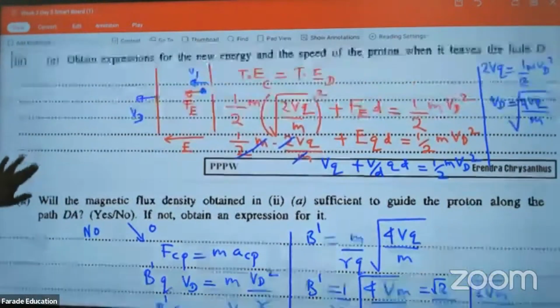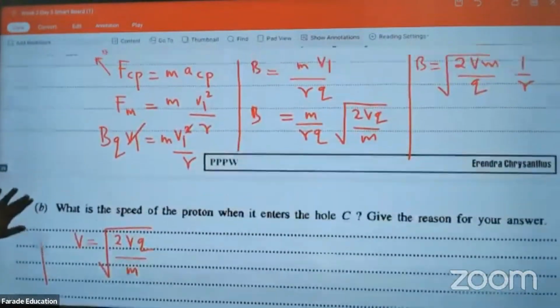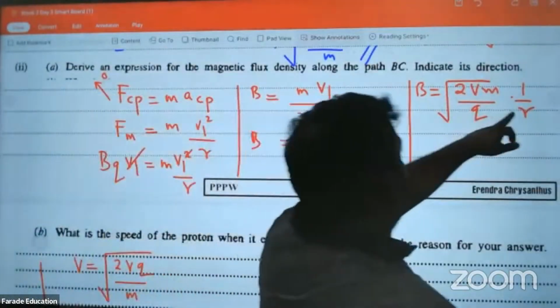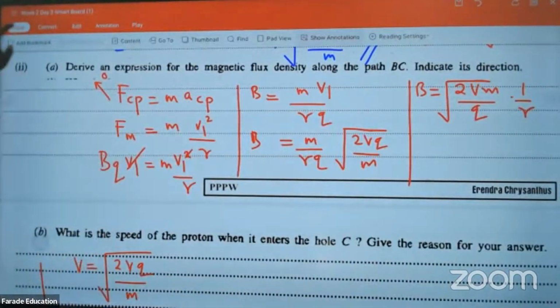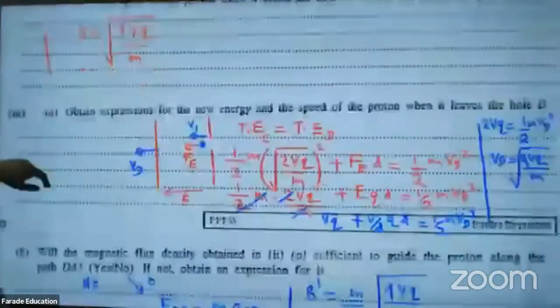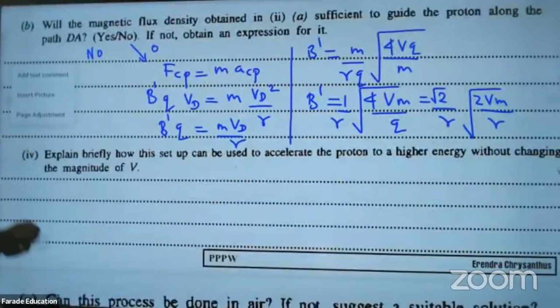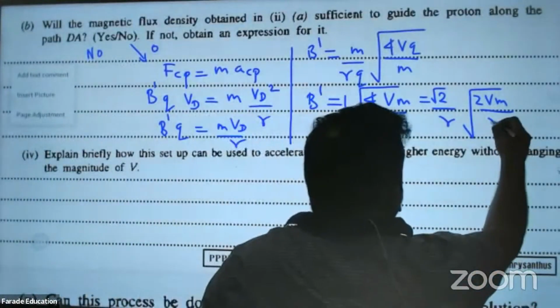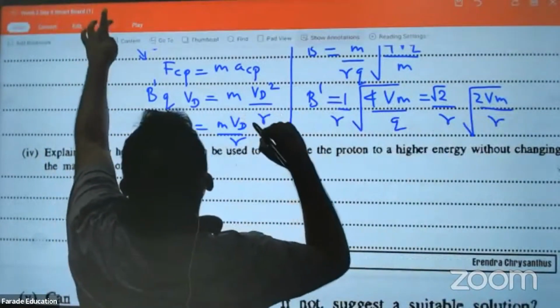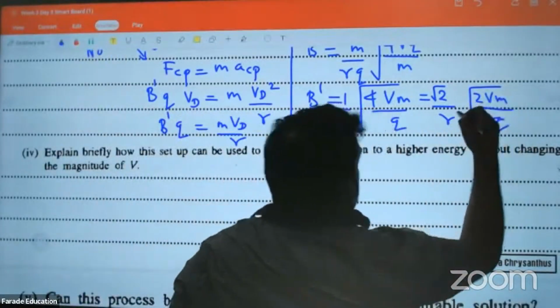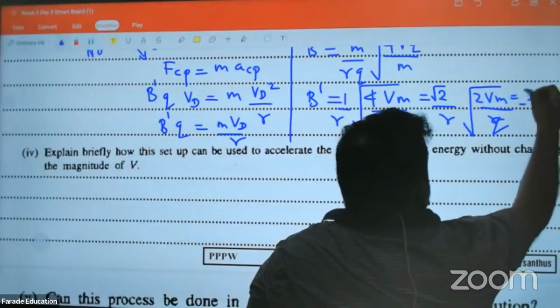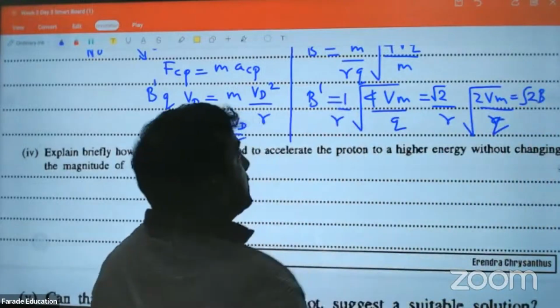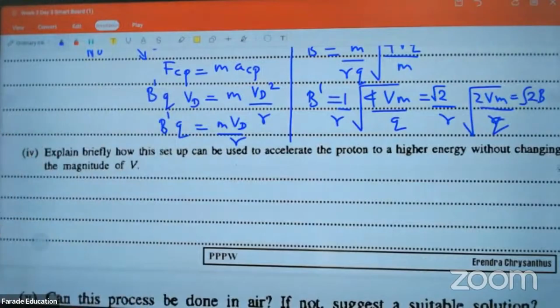Go back. 2Vm over Q times R, the earlier magnetic field. This is 2VQ, sorry, 2VQ. So root 2 times the earlier magnetic field, B dash. The magnetic field strength has increased. Right there. Magnetic field strength has increased. Okay.